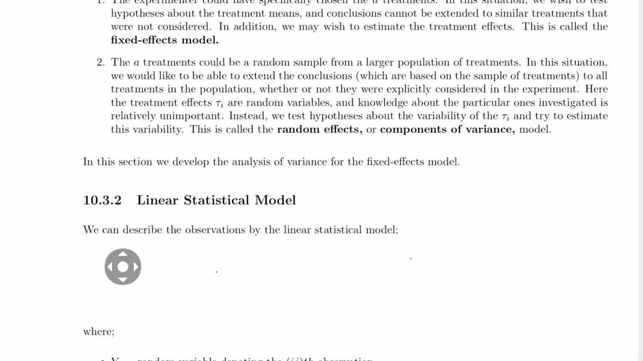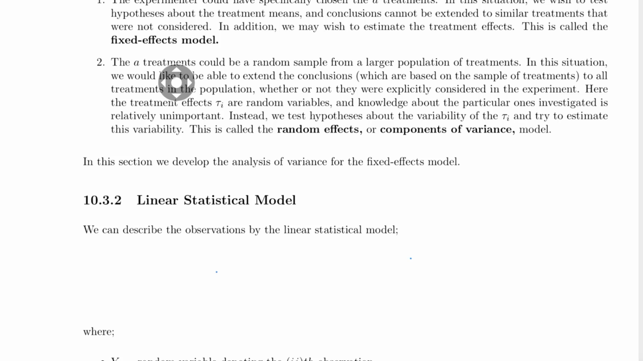Okay, now let me talk about statistical model. There are two types of statistical model. First one is fixed effects model and next random effects model. So in this chapter we are going to talk about only fixed effects model.